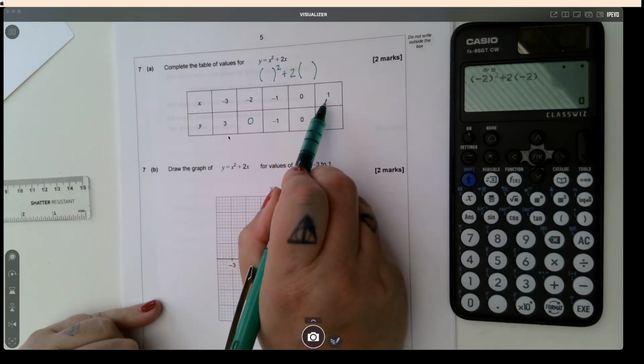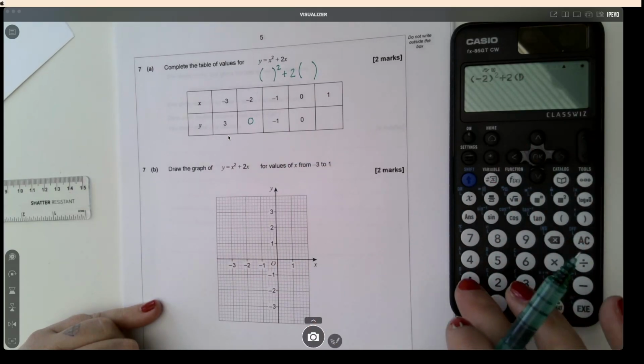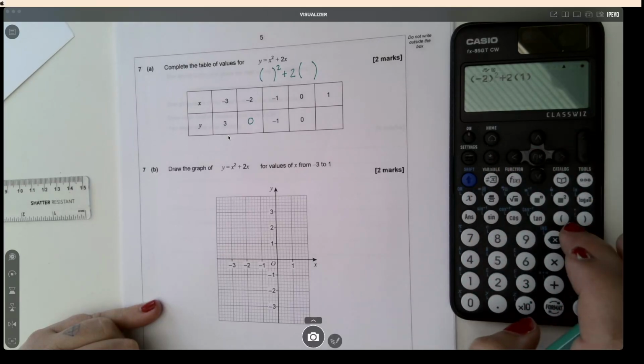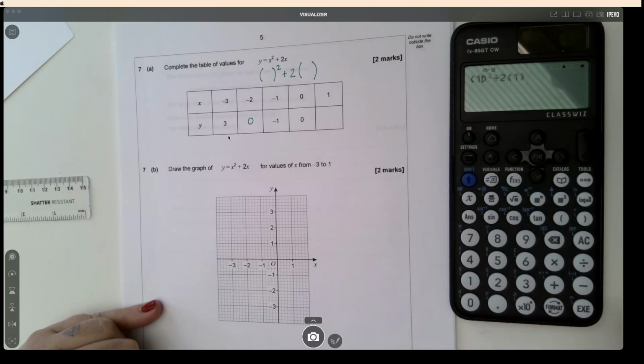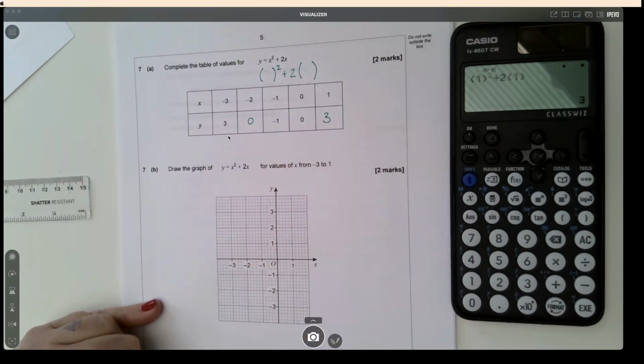Now I want to do the same, but I want an x value of 1. So I can simply arrow back and change where I put the -2 to be the +1. And then press equals, which gives me a value of 3.